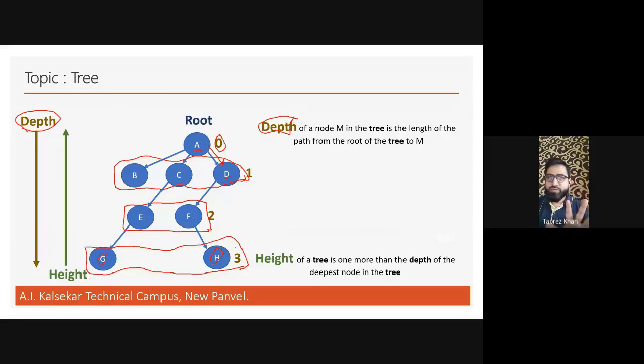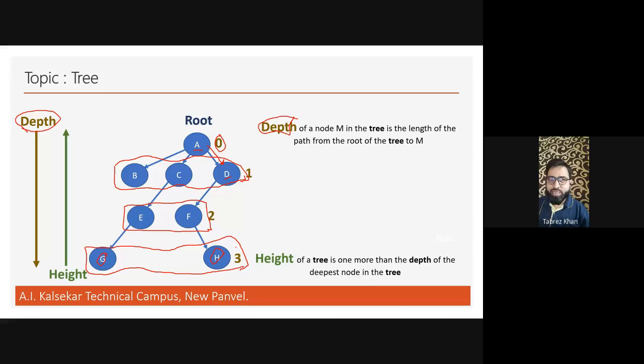Let's see the definition of height, and then we'll stop here. Height of a tree is one more than the depth of the deepest node in the tree. So the deepest nodes in the tree are G and H, and their depths are 3. So the height of my tree becomes 4.